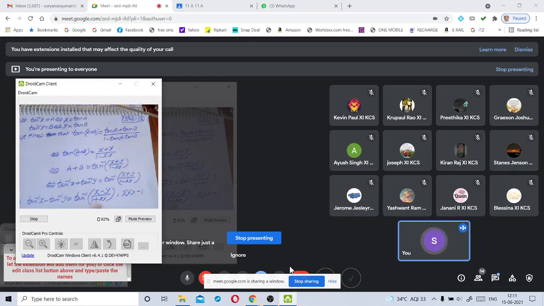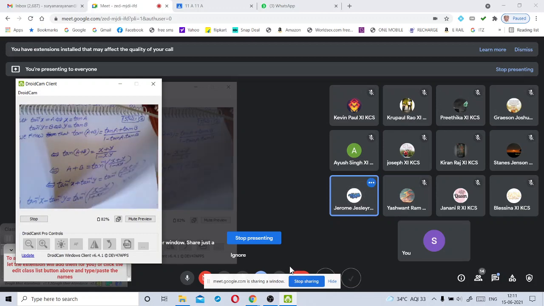Now, Jerome Raj, read these two lines. Tan inverse x plus tan inverse y is equal to tan inverse of (x plus y) by (1 minus xy), where xy is less than minus 1. Tan inverse x minus tan inverse y is equal to tan inverse of (x minus y) divided by (1 plus xy), where xy is greater than minus 1. Very good, my dear Jerome Raj.